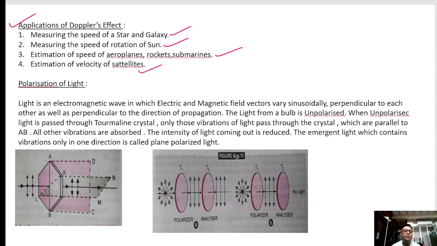Next, a very important topic called the polarization of light. Let's see what it is. Light is an electromagnetic wave in which electric and magnetic field vectors are sinusoidal and perpendicular to each other. That means, please watch here.